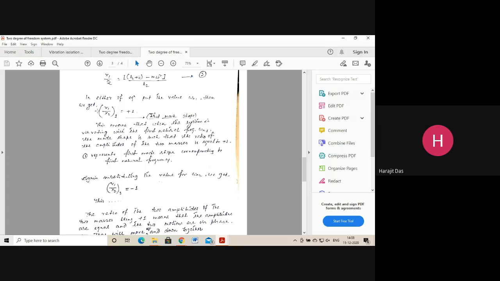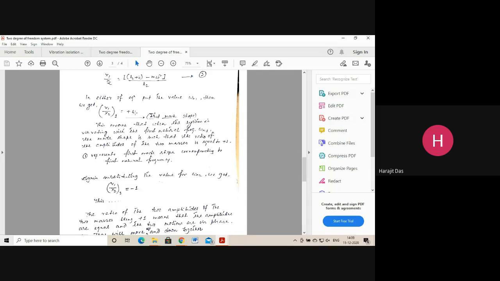This one is the principal mode shape. It is the ratio between the steady state amplitudes of the two masses, capital X1 by capital X2. For the first principal mode of vibration, it was +1. For the second principal mode of vibration, X1 by X2 with suffix 2, the mode shape is -1.